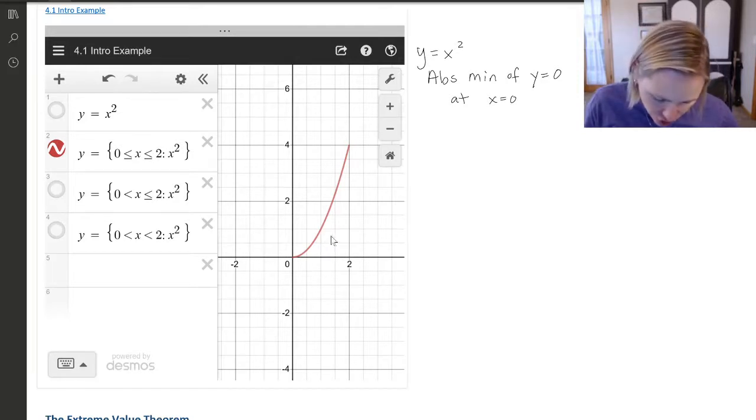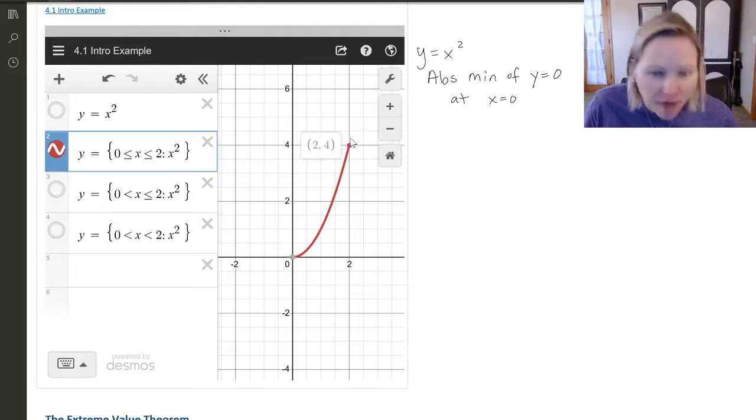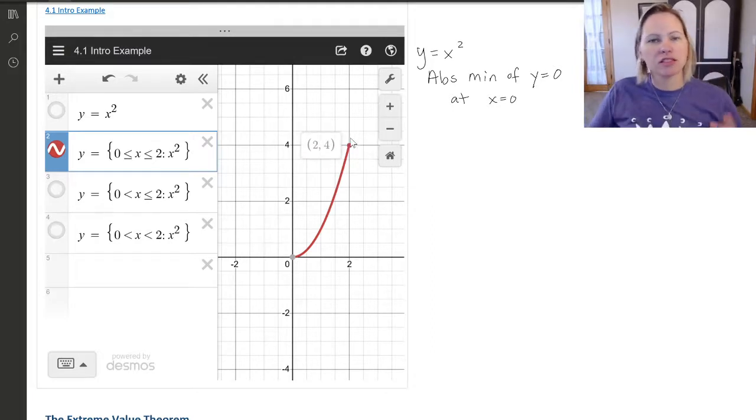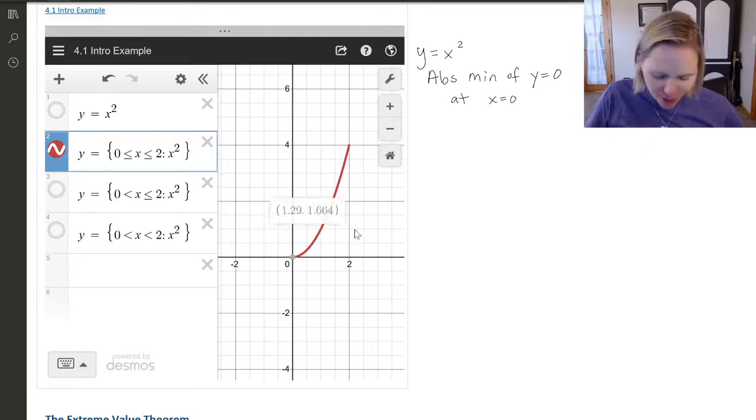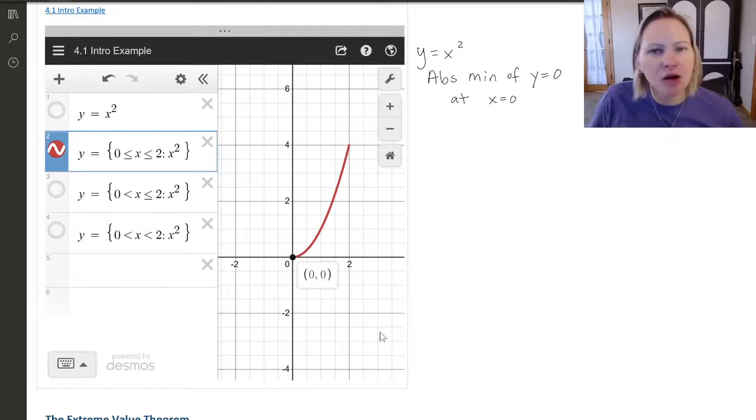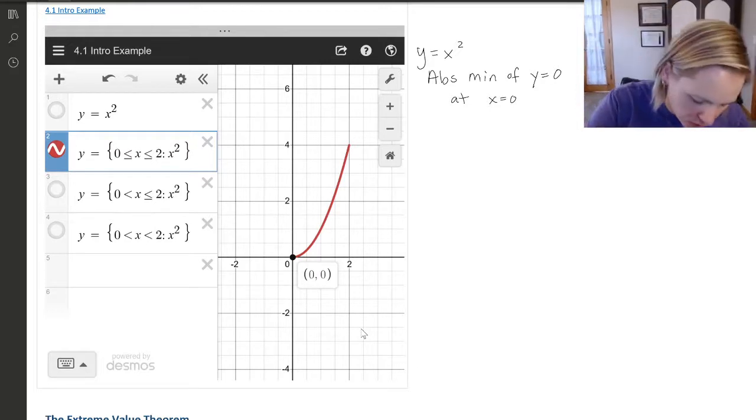And if I trace the graph, you'll see that when I have a closed interval, that point (2, 4) is included. It's defined. And it's very clear to see that this is my maximum value. I also can see very clearly that (0, 0) is still my absolute minimum. So now by closing off that interval, I've added in an absolute maximum. And so here's how we're going to write this.